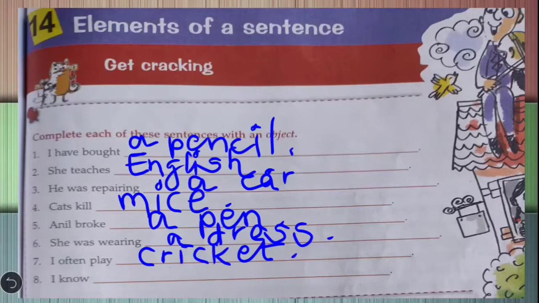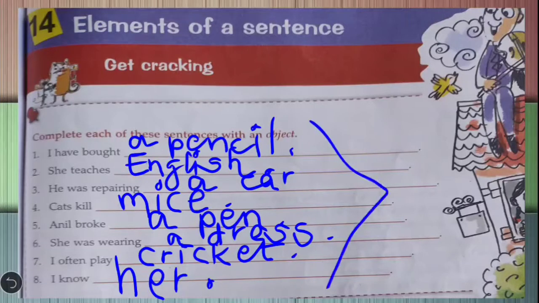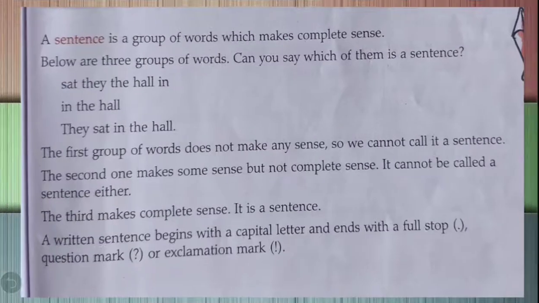I know her. I know him. I know them, etc. So students, these are all objects. If you want to write your own, then you can write your own object. This is not a final answer. This is only the object which I have written. If you want to write a different object, then also it's correct. Now let's see another part of our chapter.